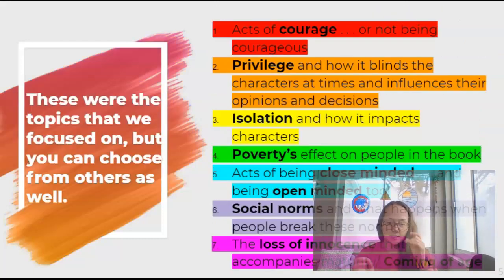Now, here's a look at some of the topics that the pre-AP teachers had come up with prior to reading the book and that you should have been journaling on. So we have courage, privilege, isolation, poverty, closed-mindedness, social norms, loss of innocence, coming of age. So what you're going to want to do is either select one of these topics or a topic that you notice comes up multiple times within the story that you can then develop a theme statement for.